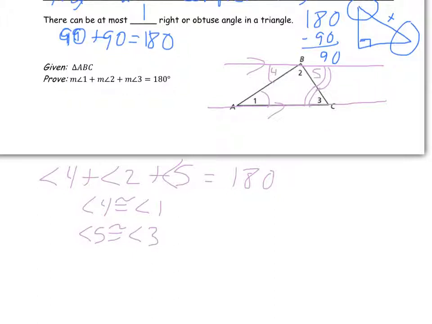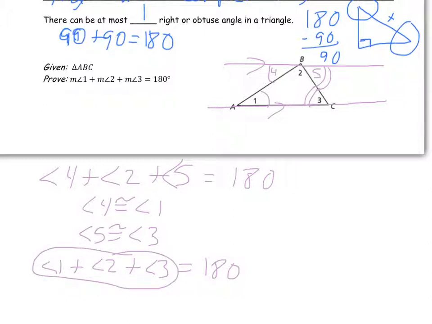And through substitution, we can replace angle 4 with angle 1 plus angle 2 plus angle 5, which we can substitute with angle 3, equals 180 degrees. Which now goes to show you that the sum of our angles in our triangles, 1, 2, and 3, equals 180.